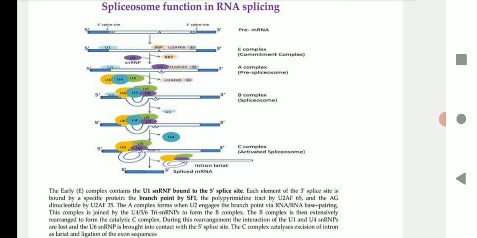Once the 5' splice site is cut, exon 1 is created with a free hydroxyl group. That free hydroxyl group carries out a nucleophilic attack on the 3' AG region. So the intron is removed in the form of a lariat, a circle with a tail, and exons 1 and 2 are joined together by this mechanism.